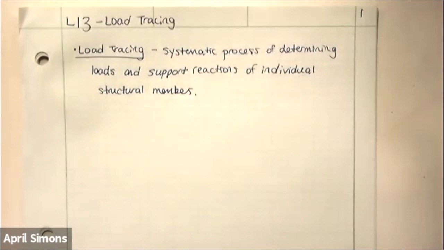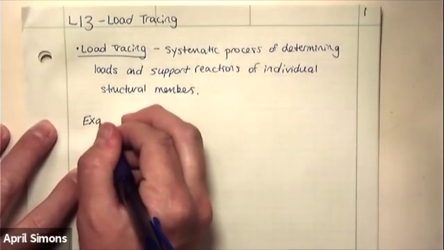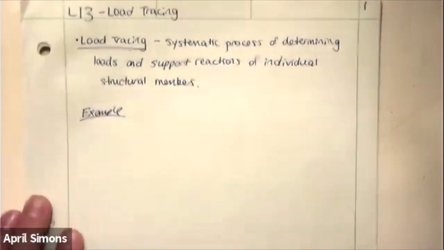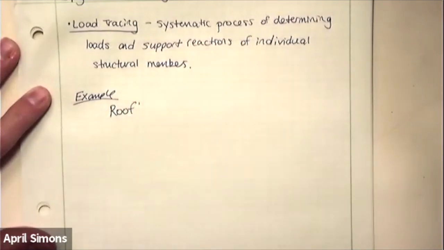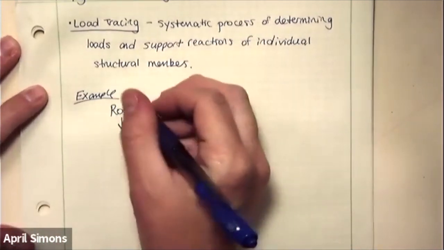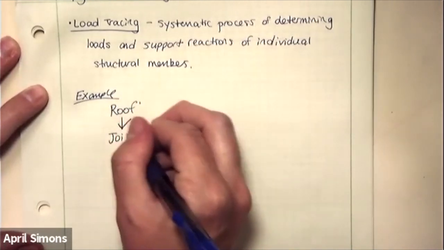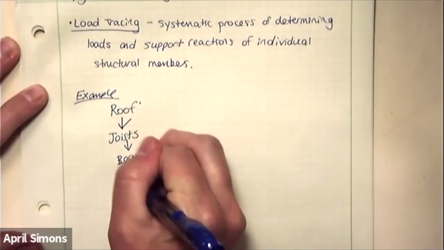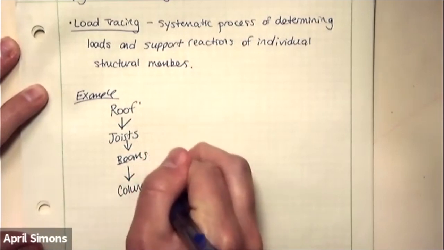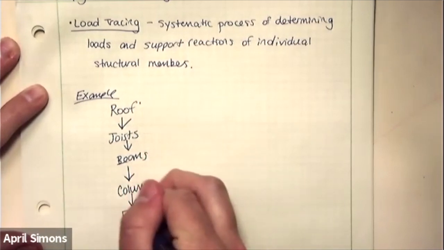The important thing to remember here is we're going to start at the uppermost building element and work our way down through the foundation. So an example structure might include roof. Typically the roof is where we would start our load tracing, going to joist, going to beams, to columns, down to the foundation.